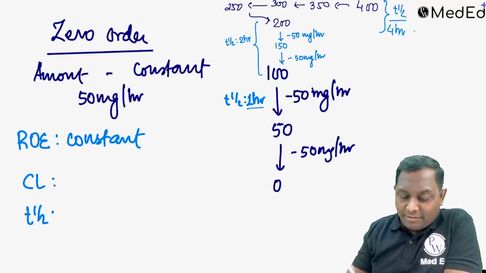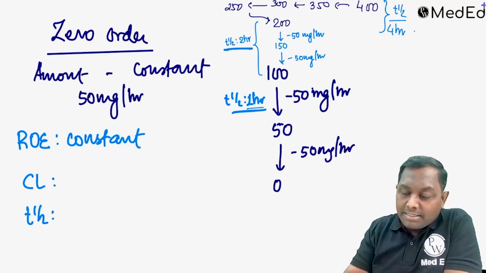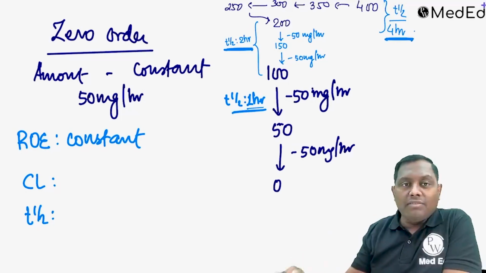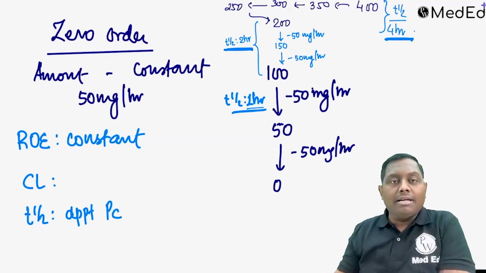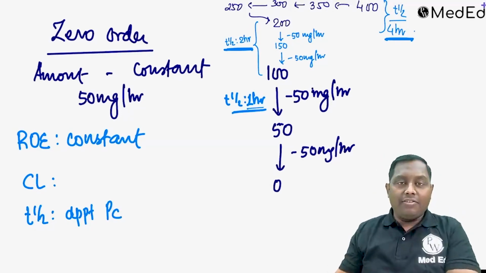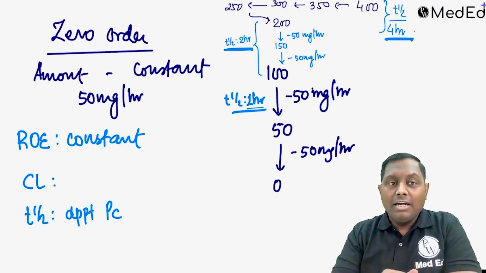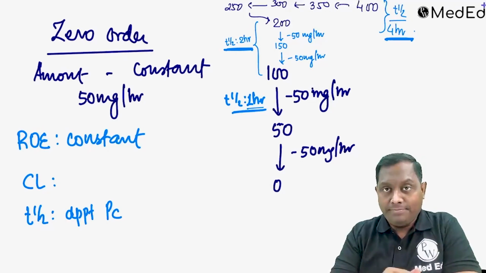Clearance and T half life, this is the second challenge. T half life, I told you, as the plasma concentration is increasing, T half life is increasing. That means T half life is directly proportional to plasma concentration. Higher the plasma concentration, higher is the T half life. I hope it is making sense. Yes. Now what happens to the clearance?